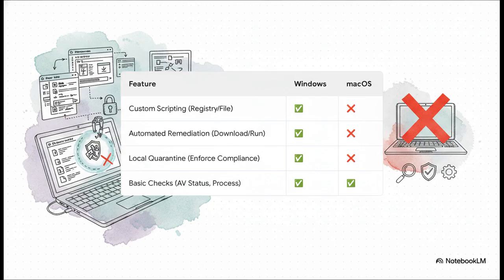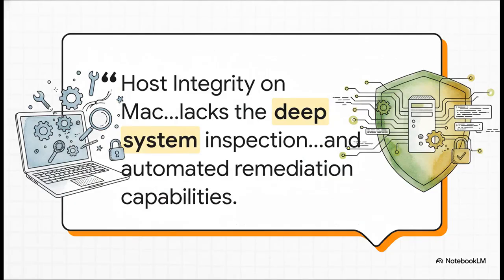When you move over to macOS, host integrity is stripped way back to the basics, like checking AV status or if a specific process is running. And hey, don't just take my word for it. The source documentation puts it pretty bluntly. The Mac version just doesn't have the deep system inspection and, critically, the automated remediation that makes the Windows version so powerful. It's a key distinction to remember when you're designing your security policies across all your different operating systems.